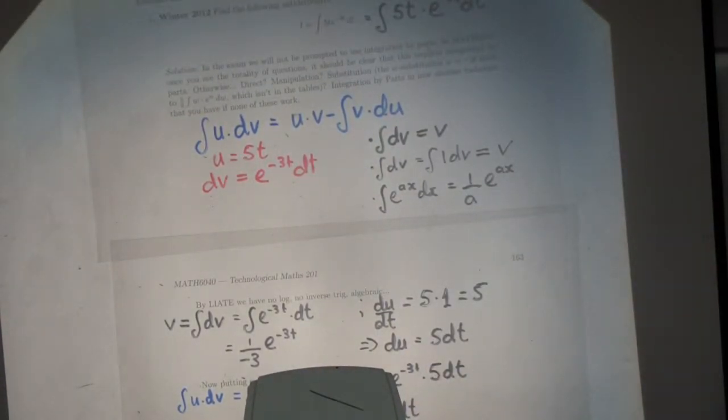What do I need to do for full marks? Tidy up the 5 thirds? No, that's okay. So you could have minus 5/9 there. I'm quite happy. Plus c.